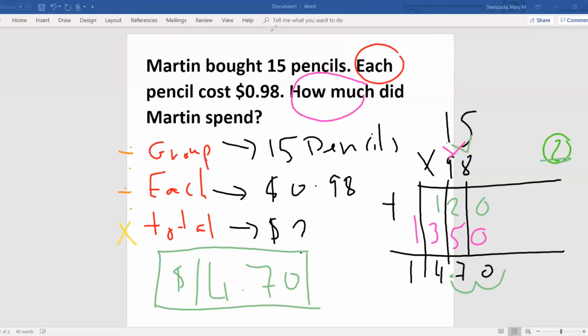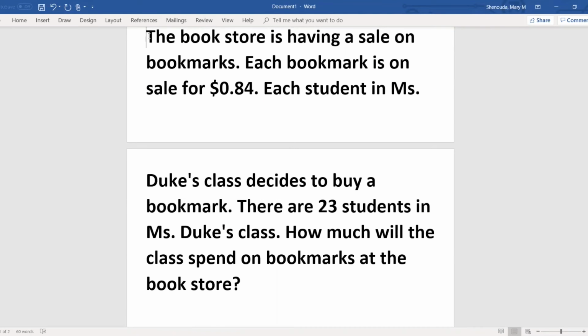All right, let's look at another example. Right here it says the bookstore is having a sale on bookmarks. Each bookmark is on sale for 84 cents. Each student in Ms. Duke's class decides to buy a bookmark. There are 23 students in Ms. Duke's class. How much will the class spend on bookmarks at the bookstore? We see the keyword each, so I know I have to use the GET strategy. It says each bookmark is on sale for 48 cents. So right here, I'm going to say 48 for each. And I'm sorry, it was 84 actually. So I'll put 84 on the side for each.